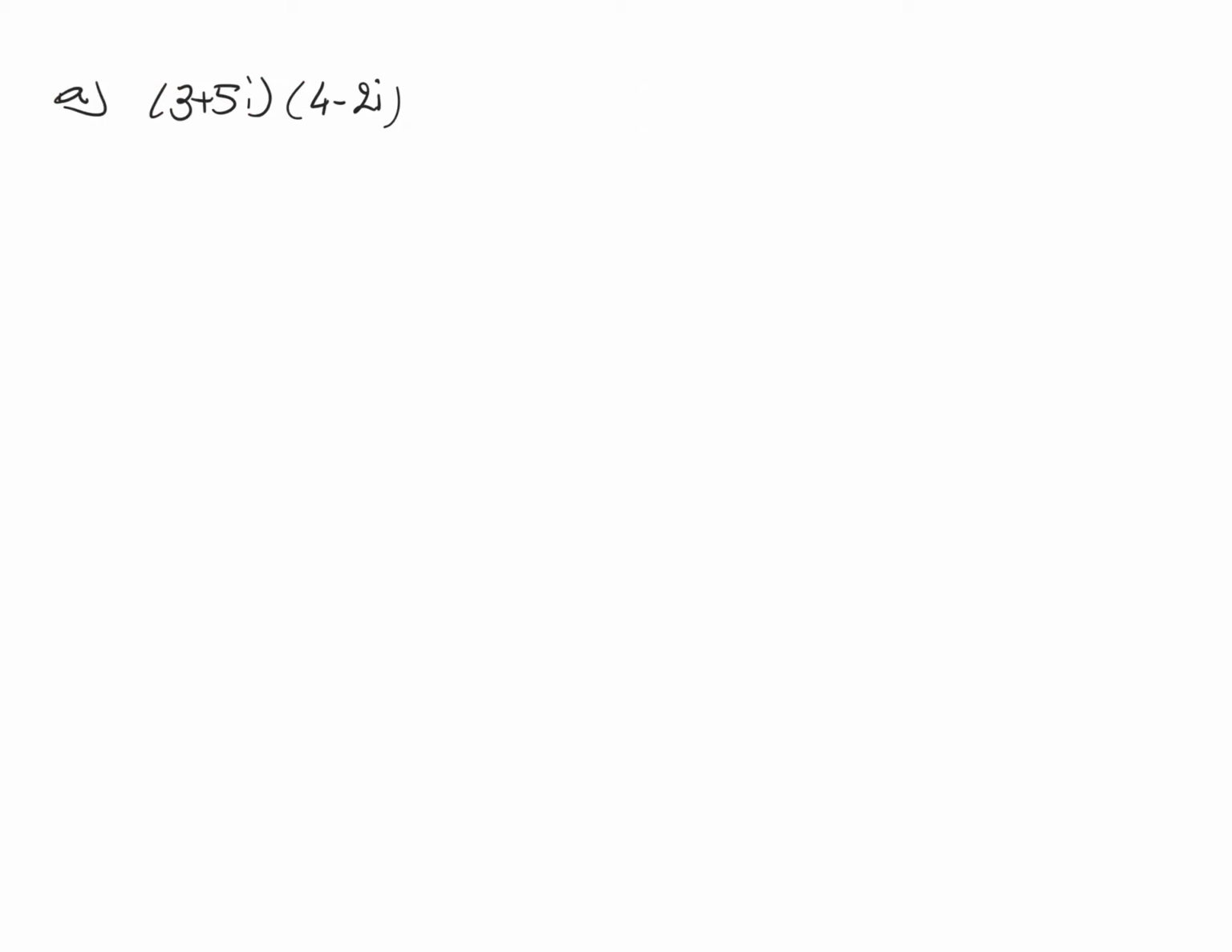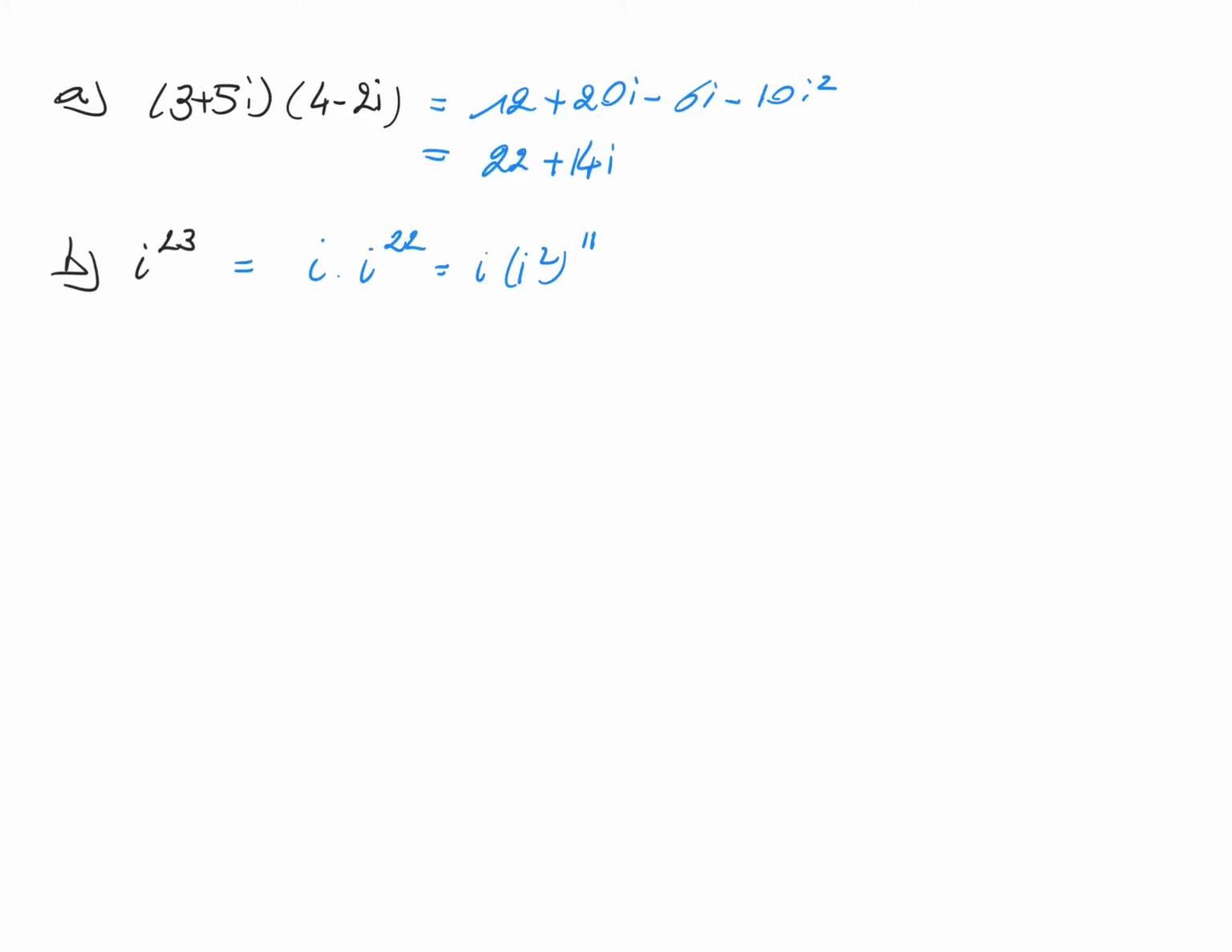The first one is very straightforward. You just multiply both terms. So this is 12 plus 20i minus 6i minus 10i squared. So it's 12 plus 10, it's 22, plus 14i. For i to the power 23, what we do here is we have i times i to the power 22. This is i times i squared to the power 11. Then we have i squared is minus 1, to the power 11, times i. So minus 1 to the power 11 is minus 1. And so this is minus i.